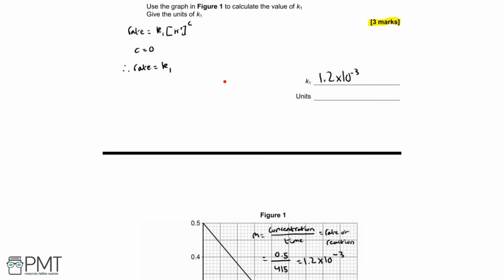However, for the value of K1, we do need to give its units. As we can see here, K1 is just equal to the rate of reaction, which means it's going to share its units with the rate of reaction. So those units are going to be equivalent to concentration over time. The unit of concentration is moles per decimeter cubed, and the unit of time is seconds, so that's per second. So our units are moles per decimeter cubed per second. And that gets us our 3 marks. We get 2 for our value of K1, 1 for the actual value and 1 for how we've worked it out, and then that third and final mark comes from giving the units.